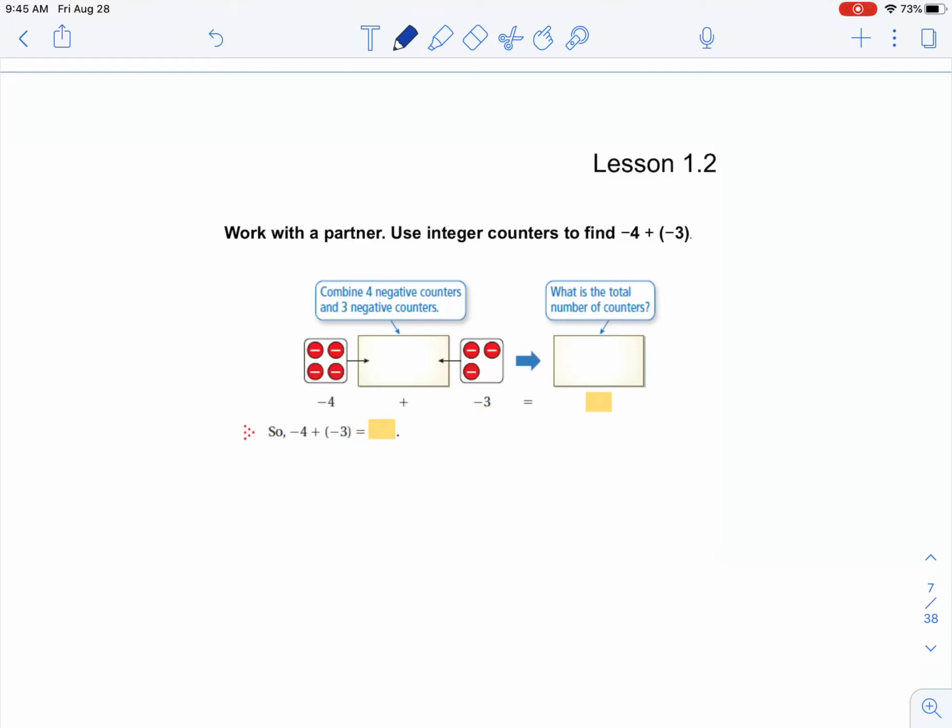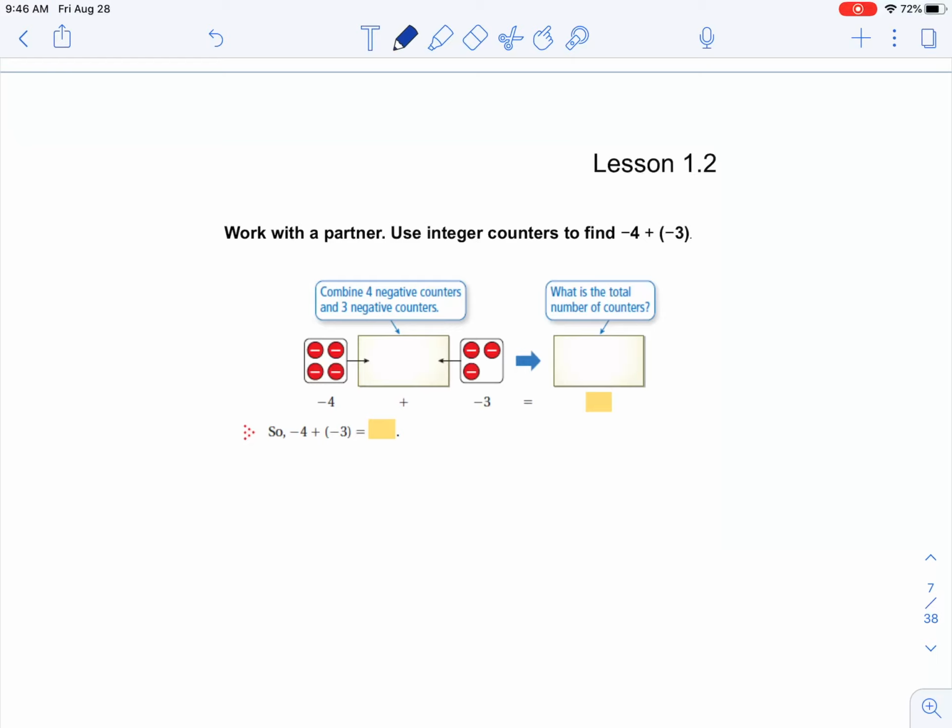Welcome back, sixth graders, to our second lesson dealing with adding integers. Integers are any positive or negative whole number, so it deals with adding positives and negatives. They start you out kind of bringing you back to elementary school a little bit with dealing with positive and negative counters.